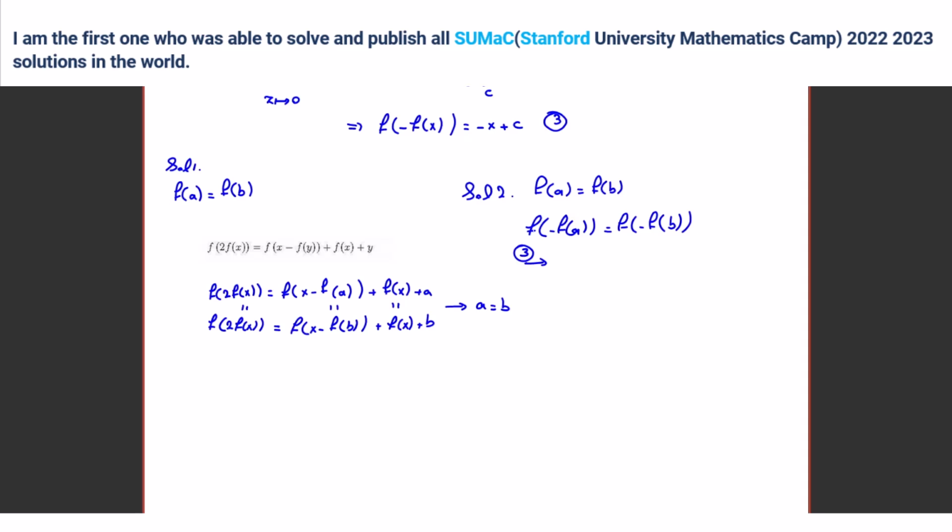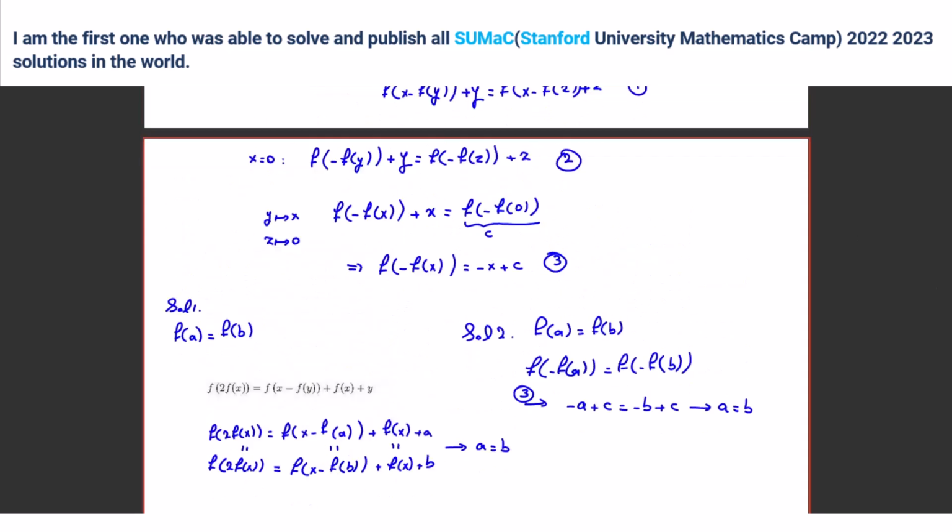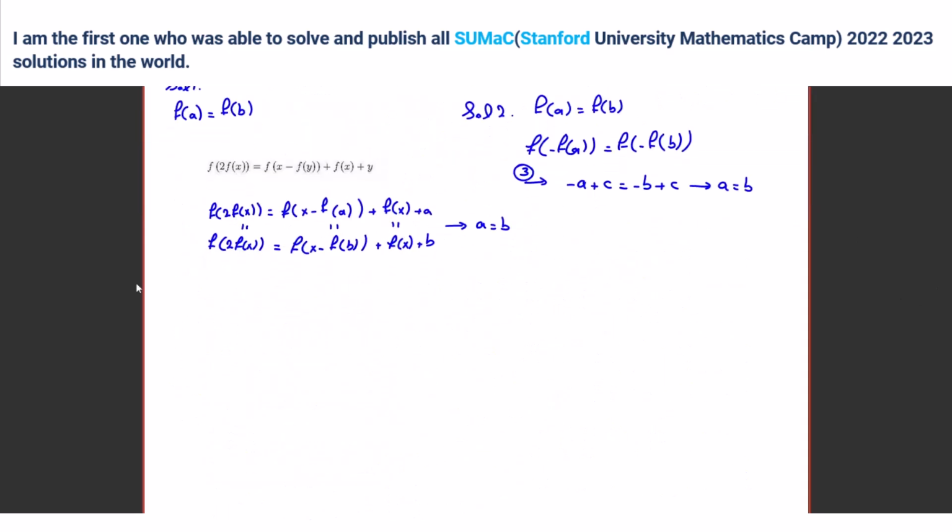Negative a plus c equals negative b plus c. So a equals b. Exactly. My solution was this, your solution was this. Good job. Now let me tell you why one-to-one is so useful.